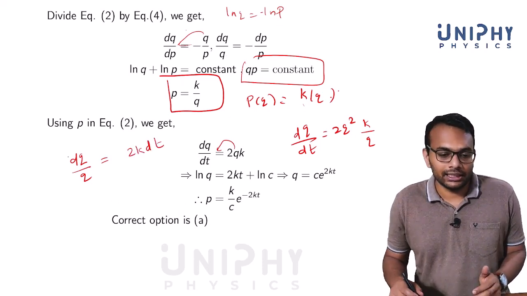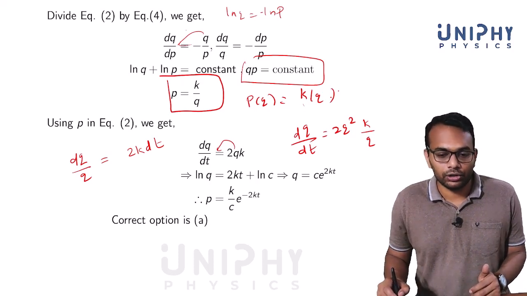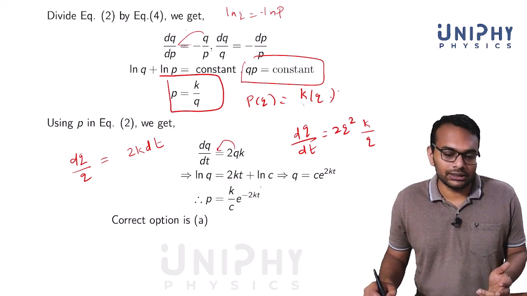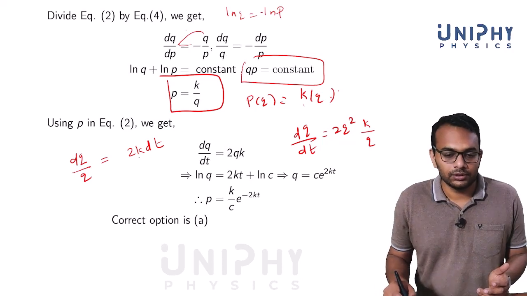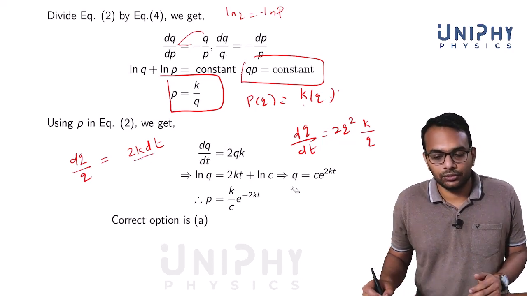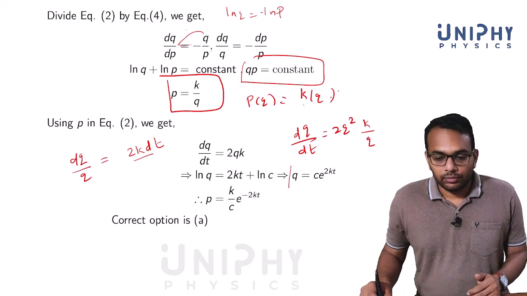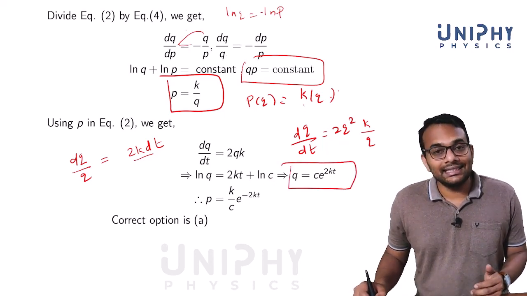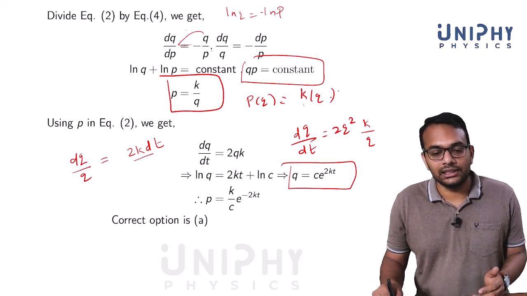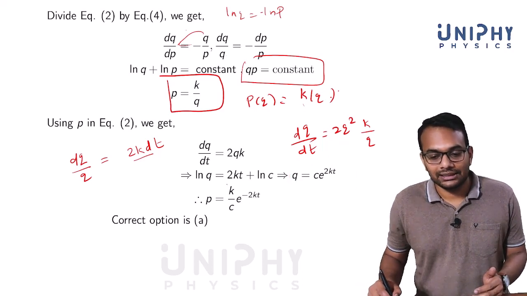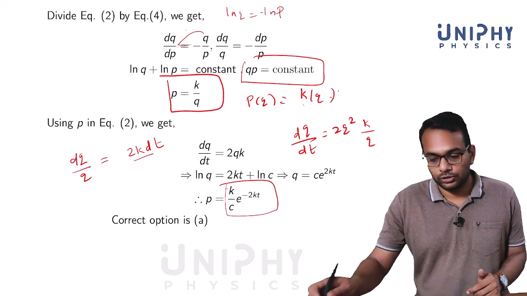Now you can integrate it. Integral dq by q is log q, as you might already know. So log q is equal to 2kt plus log c, that's a constant. 2k is a constant, so integrating is simply 2kt. You write this for convenience as log c. From here you see that q is equal to c e raised to 2kt. Once you find q, you can find p, because p is equal to k by q, so it's k by c e raised to minus 2kt.